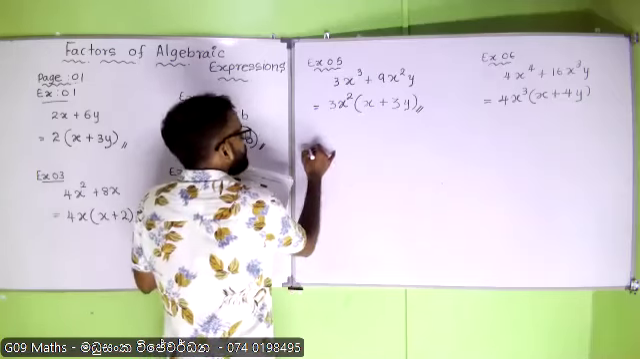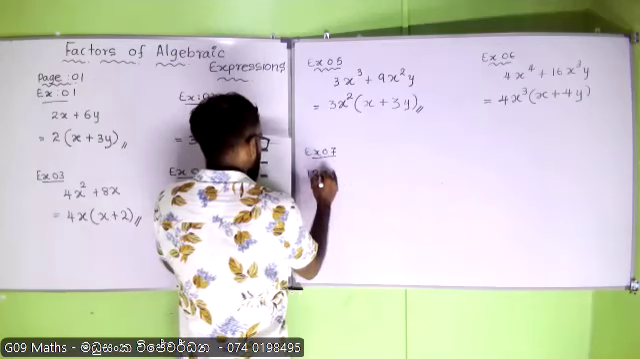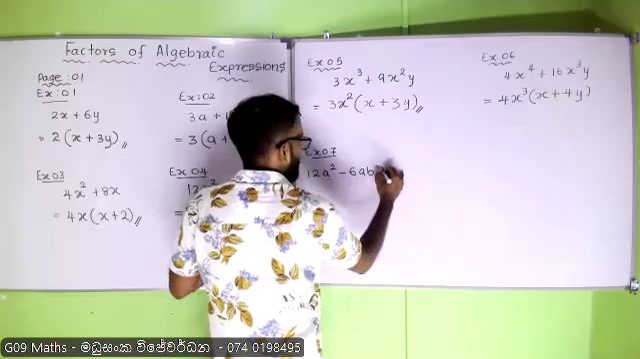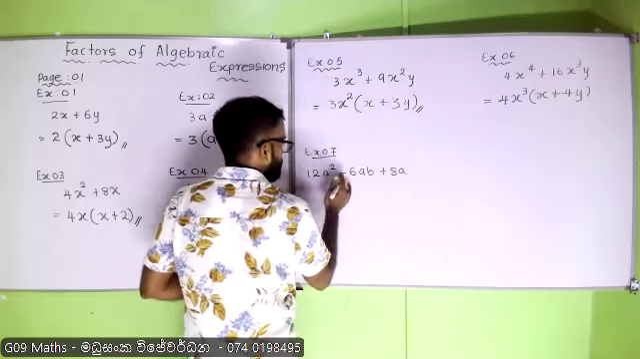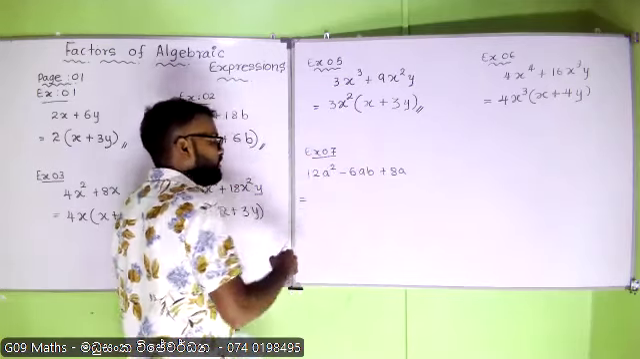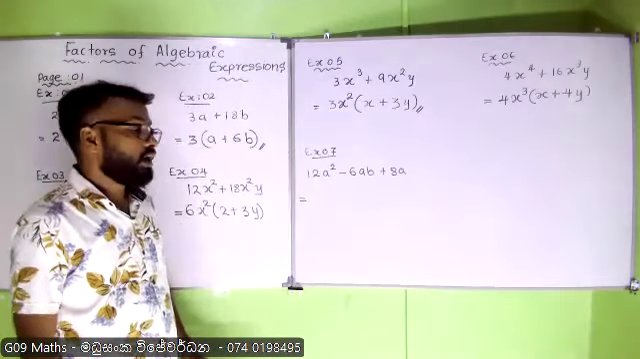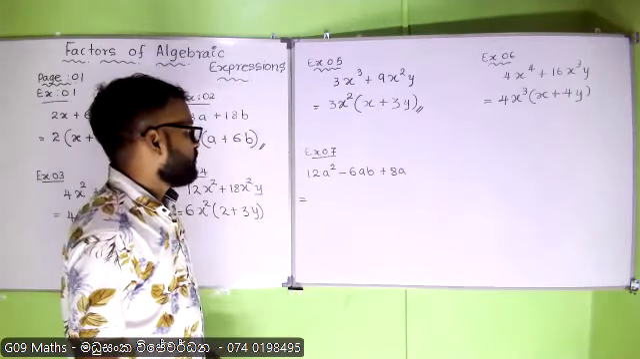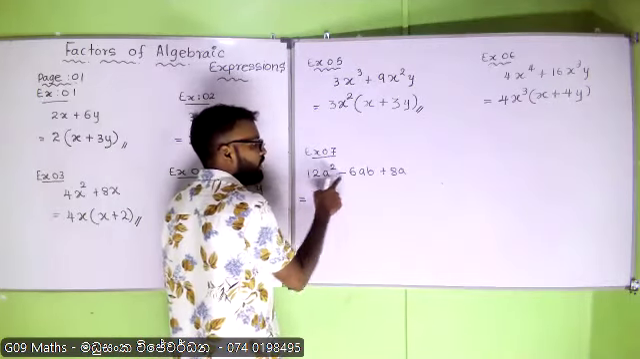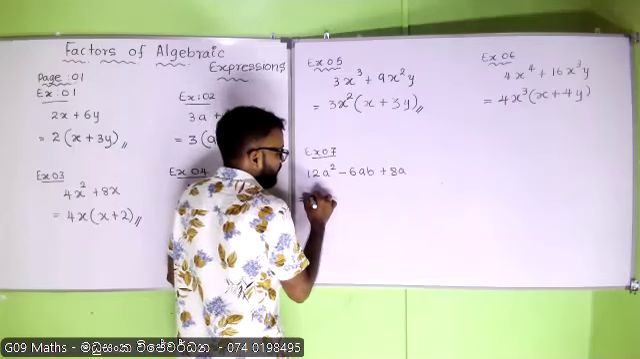So I will do example number 7: 12a square minus 6ab plus 8a. Can anyone tell me what is the highest common factor, the numerical common factor you are going to take out from here? 12, 6 and 8, what is the numerical term? It should be 2. You are going to take 2 out because 2 is common for 12, for 6, and for 8. That is the highest common factor.